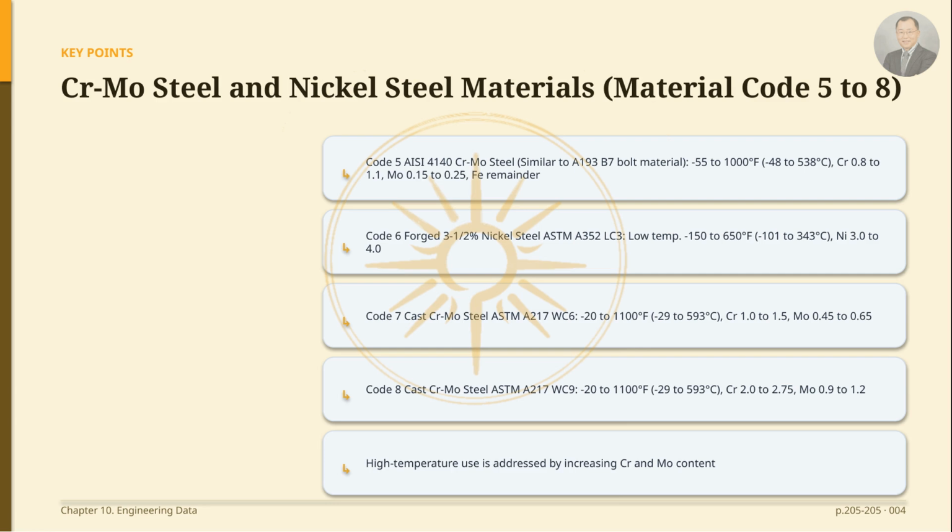Material Codes 7 and 8 are cast chrome-molybdenum steels, both ASTM A217. WC6 contains 1% to 1.5% chromium and 0.45% to 0.65% molybdenum, while WC9 has higher contents with 2% to 2.75% chromium and 0.9% to 1.2% molybdenum. Both materials withstand high temperatures from -20 degrees Fahrenheit up to 1,100 degrees Fahrenheit, or -29 degrees Celsius to 593 degrees Celsius. It is helpful to remember that chromium and molybdenum content is increased to handle higher temperatures.